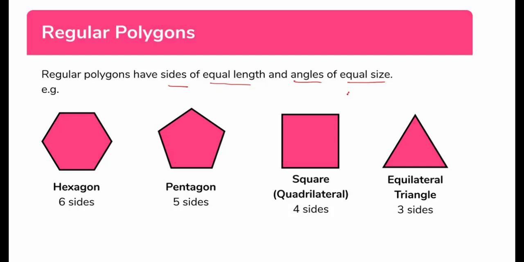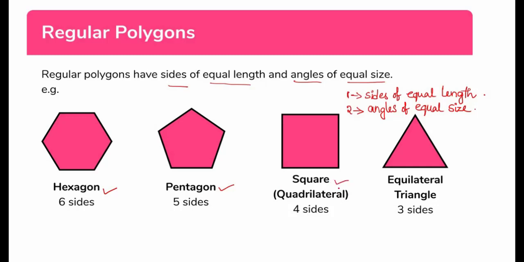They have, first point, sides of equal length. They have equal length of sides. Next characteristic is angles of equal size. So these two characteristics should be there to be a regular polygon. What are the two? Sides of equal length and angles of equal size. Example, hexagon with 6 sides. Pentagon with 5 sides.